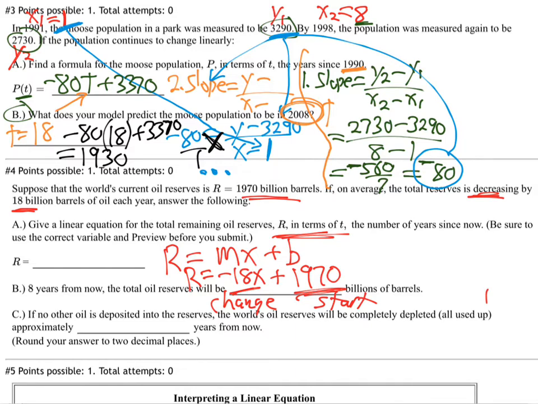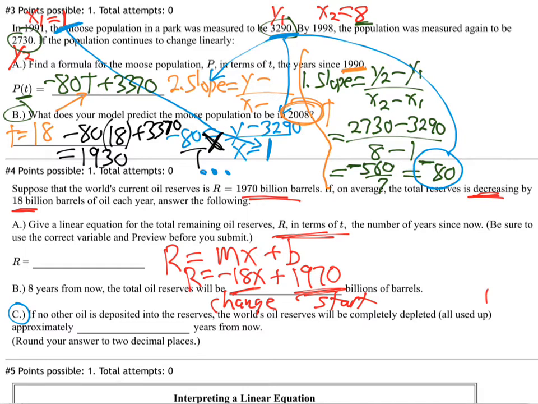And then question C, if no other oil is deposited, let's do that one. When would it be completely depleted? Yeah, let's do question C. How would we figure that out? So what are we going to do for that? So question C, we know B is just plug in 8. But C, how can we use that formula to predict when all the oil's gone?